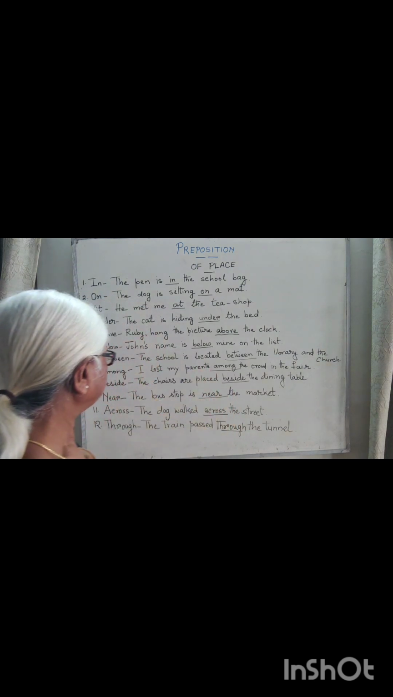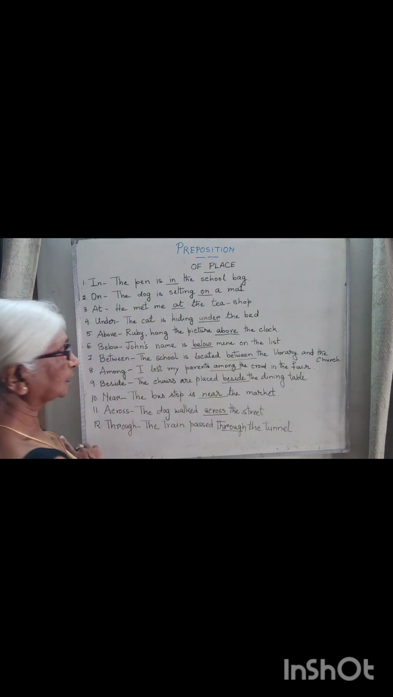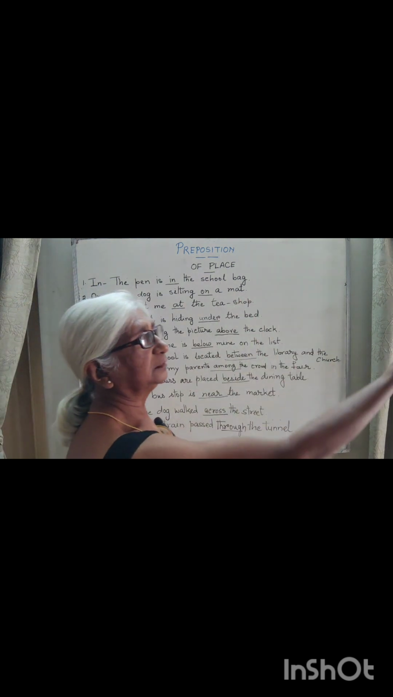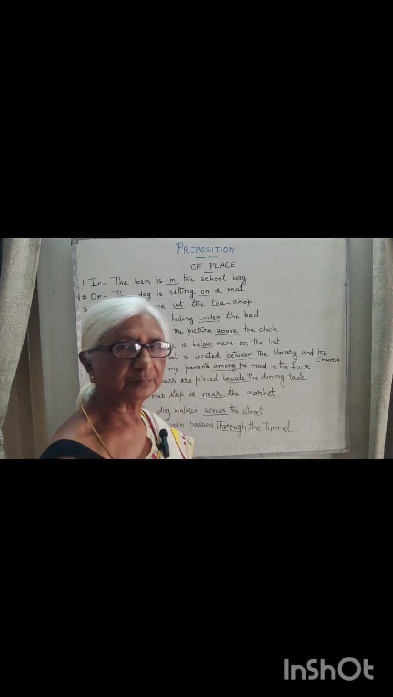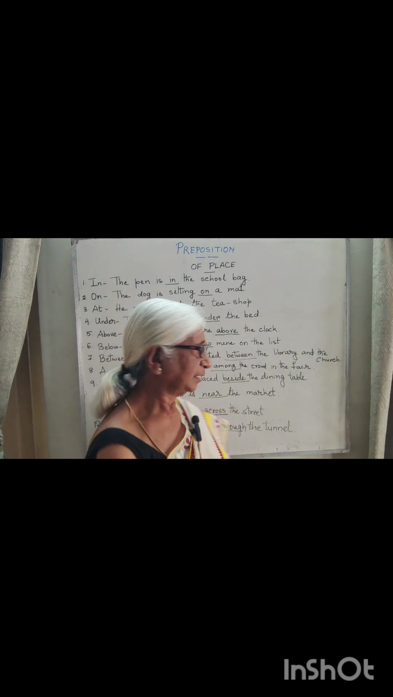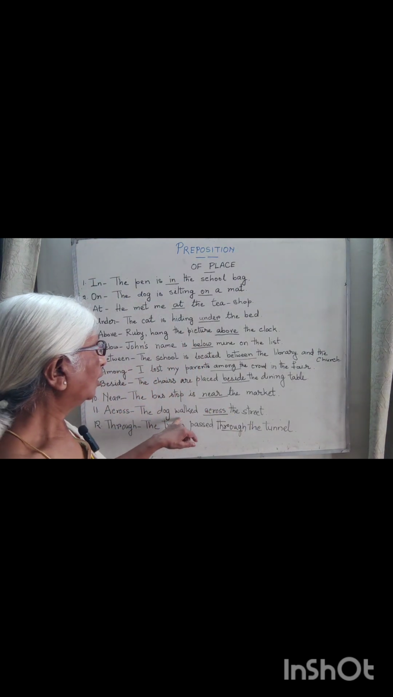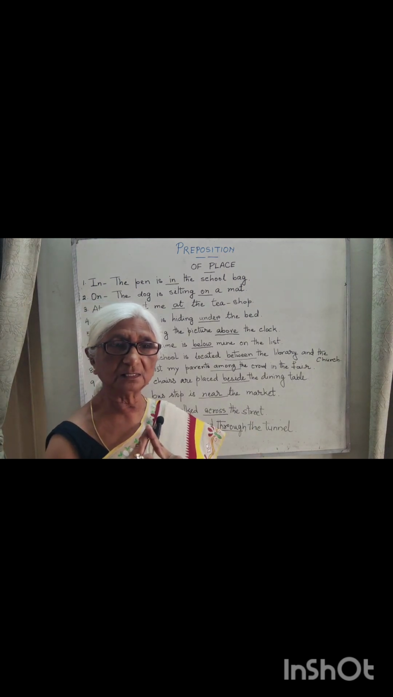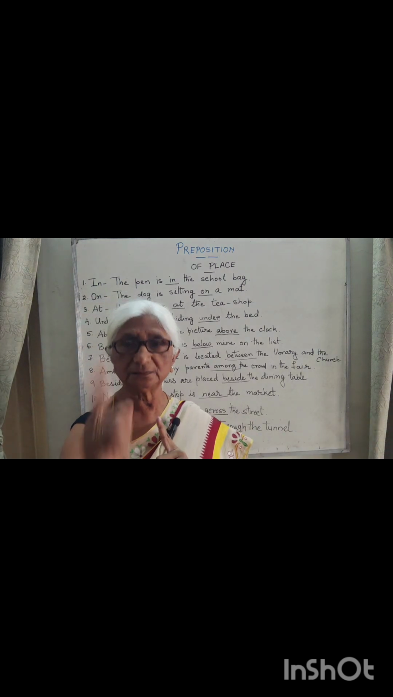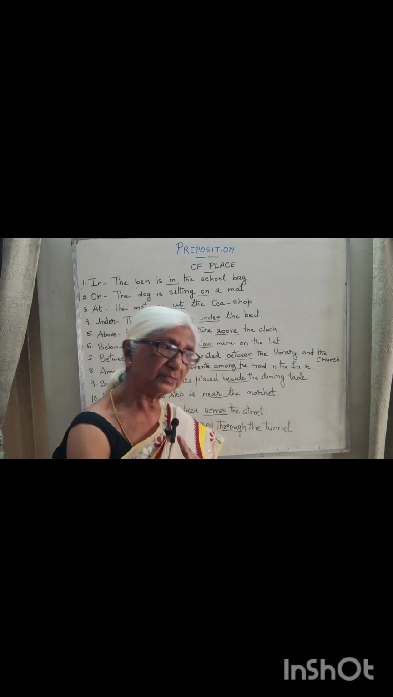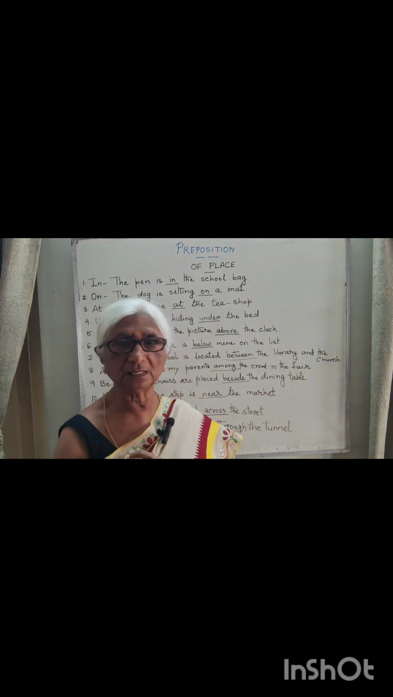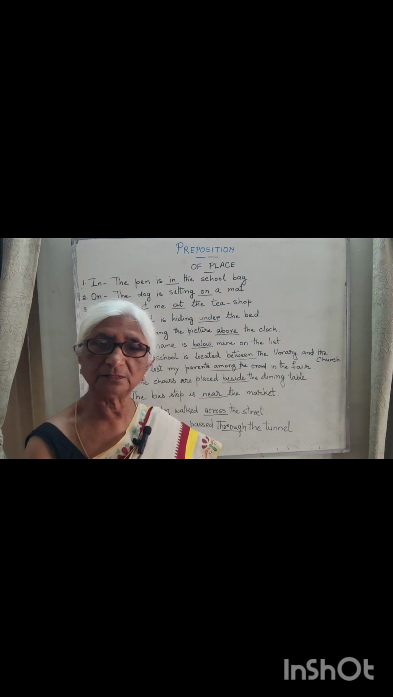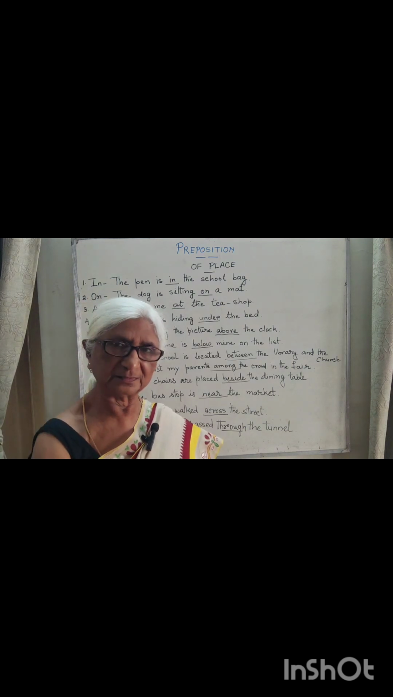All right. Then we go across. Across means going from one end to the other end. So the dog walked across the street. So he went across the street to the other side. He could have walked along the street also, but that will come afterwards. So the dog walked across the street. He crossed over to the other side.